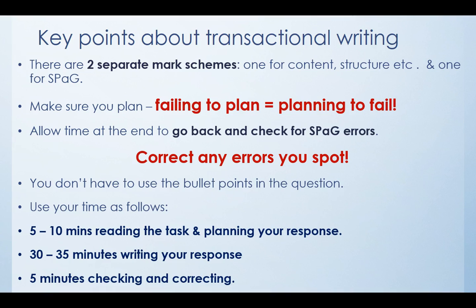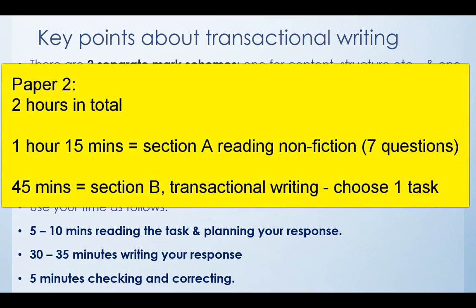Okay, so that's the information on transactional writing. So paper 2 then is 2 hours in total. You have an hour and 15 minutes to do the reading section A on the 2 non-fiction texts. You then have 45 minutes to produce 1 transactional writing response, the theme of which will be linked to the non-fiction reading texts.